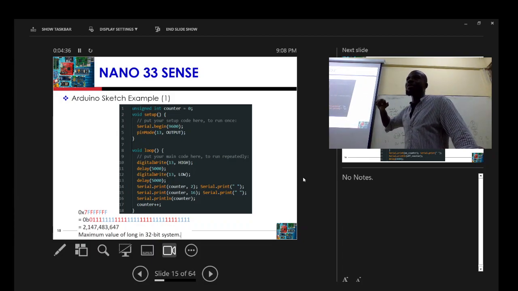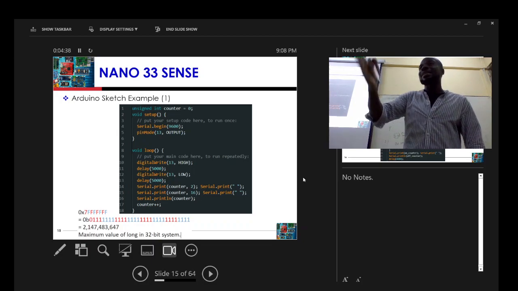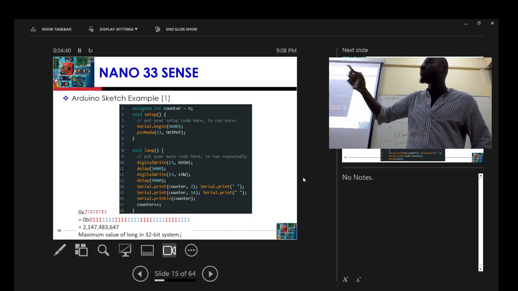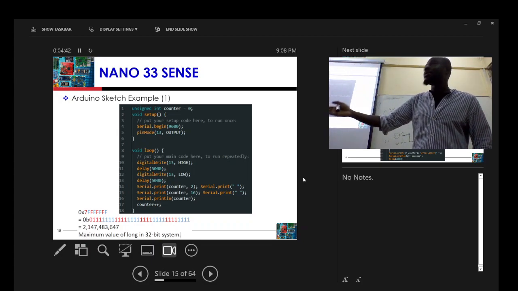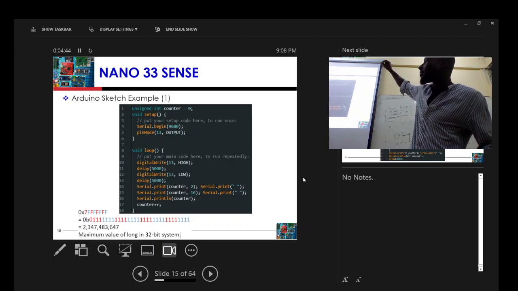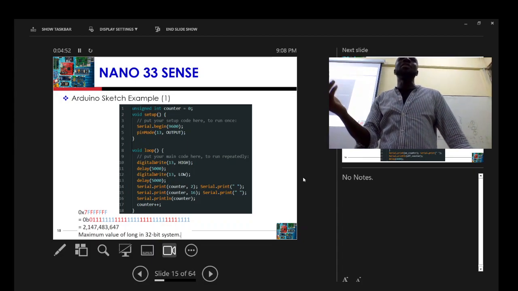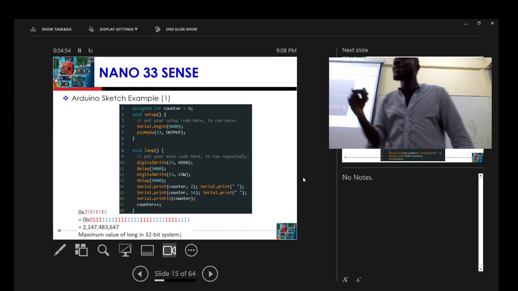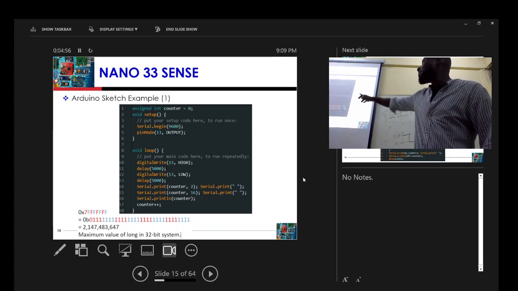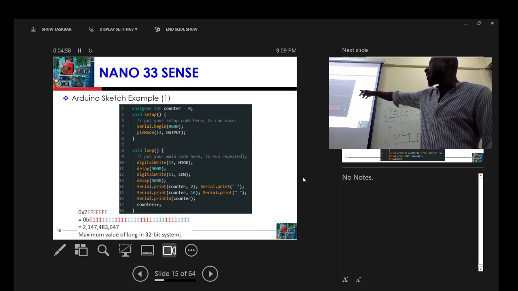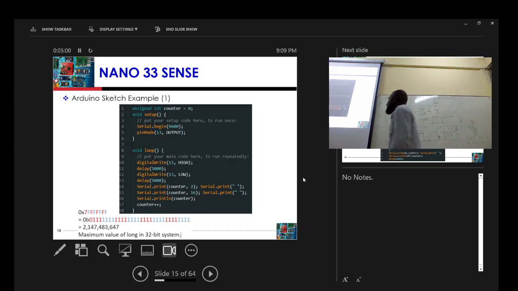Then I do serial print. Now, as I said, everything is a library, and the dot is a function within a library. So if I do serial dot print, in the first line of code you see that I've set a counter value to 0. Then I want to print that counter value, so I do serial dot print counter.